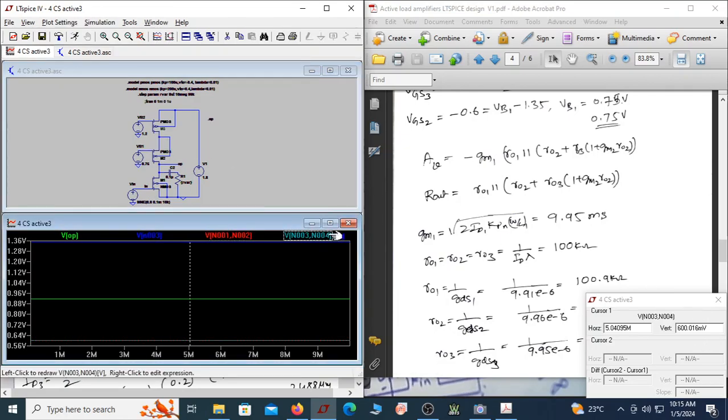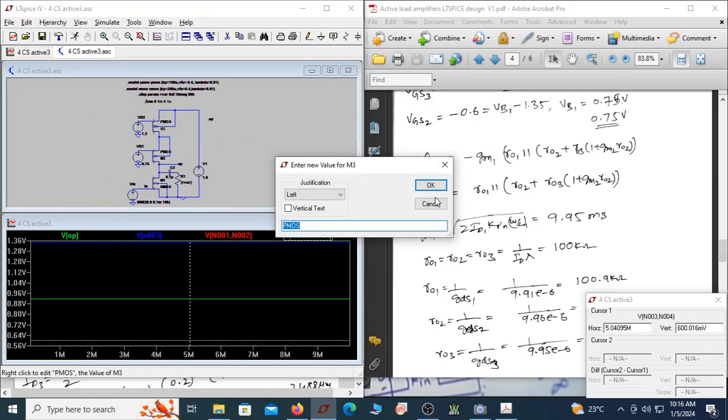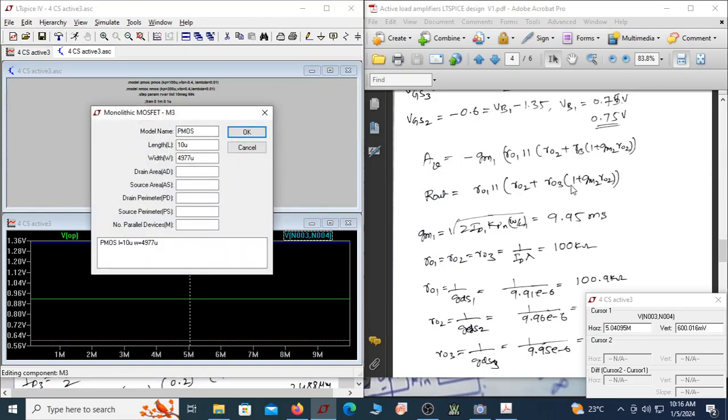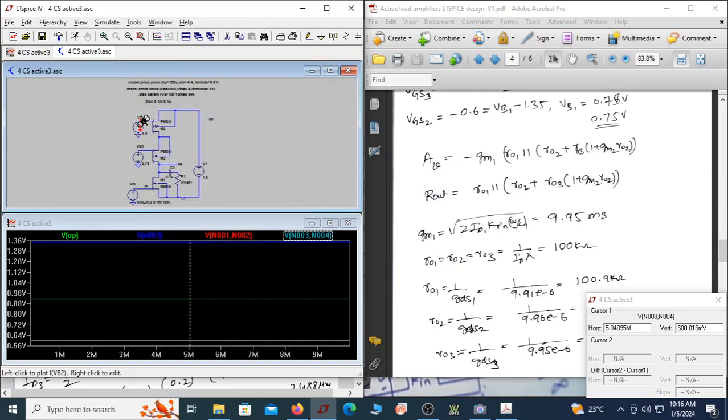Can you see this now? That's also 0.6. Of course, the reason it is coming as positive is because I am making VSG, that is source and gate. If you do gate source, it will be minus. Now all the assumptions and requirements we expected, we are getting, because I have substituted the dimensions as expected. You can verify these dimensions here, and let us do the dot tran.